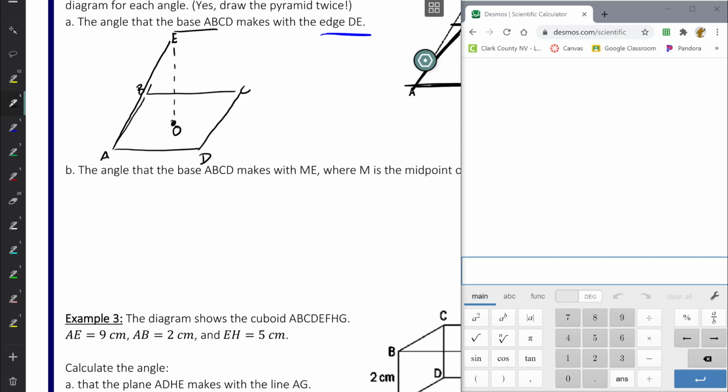There's AE. There's that one. There's that one. And there's that one. So now what we want to do is go ahead and try to mark out the two different parts that you want to work with. Base ABCD.